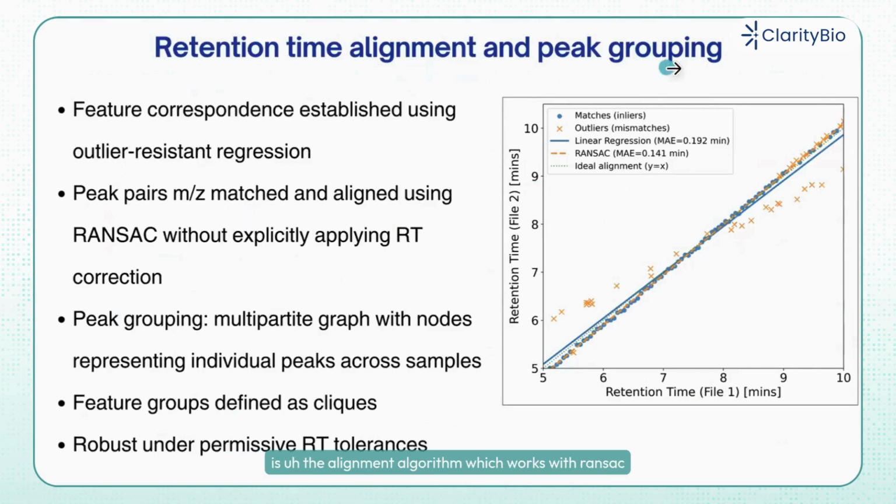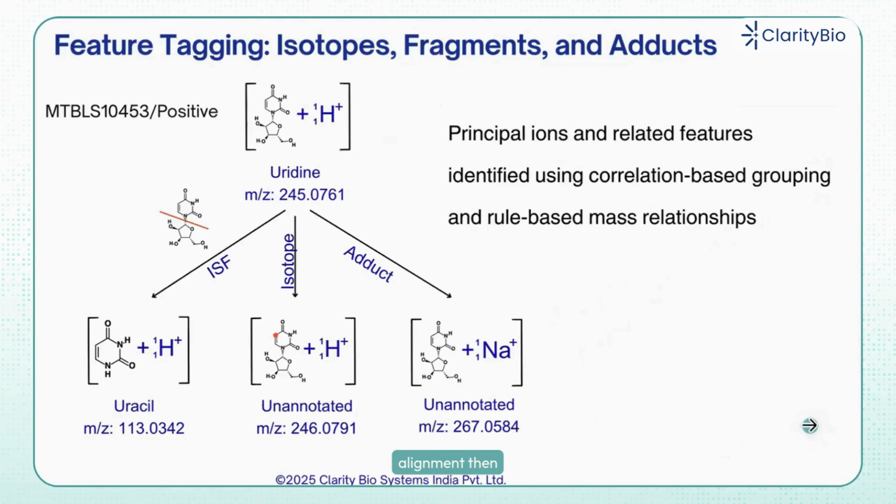This is the alignment algorithm, which works with the RANSAC algorithm, and it basically identifies what are the outliers. So these are the outliers in this alignment, and they're identified in an automated manner. We have already tuned the parameters of this algorithm for a typical run. So this is a chromatographic alignment.